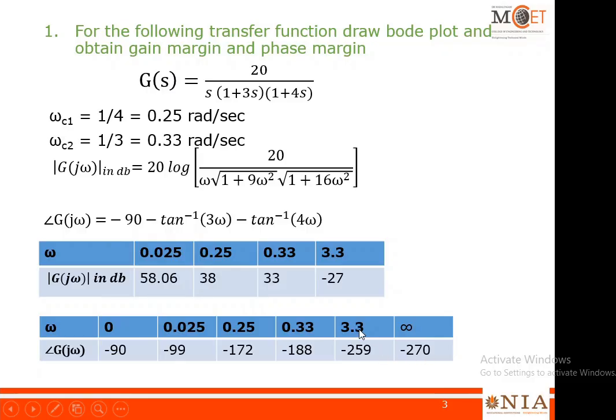For other frequencies, please substitute here 3.3 radians per second and find the answer in degrees. These answers are in degrees and these omegas are in radians per second. So for 0.33 I am getting minus 188, 0.25 minus 172, 0.025 minus 99. For 0, if you substitute here, you are left with only minus 90 degrees. So you got the phase values for different frequencies. Now you can go to a semilog graph sheet and draw these two curves.